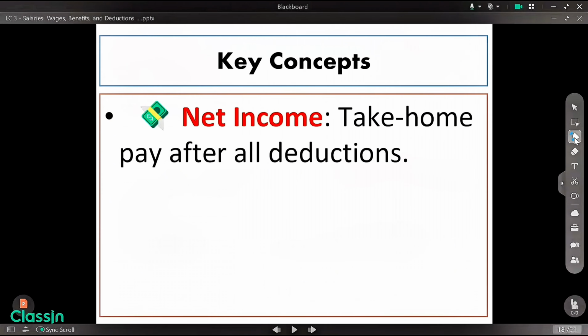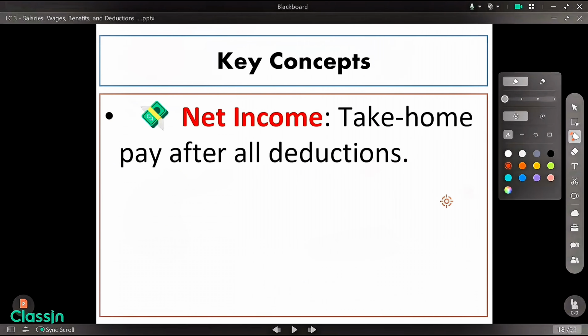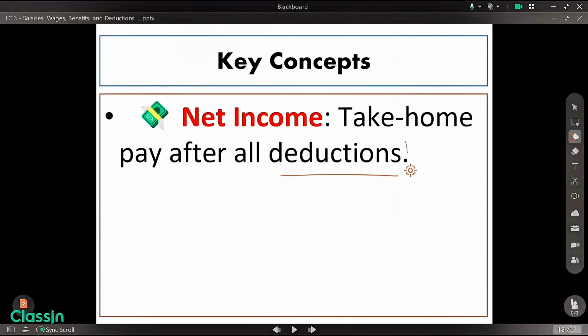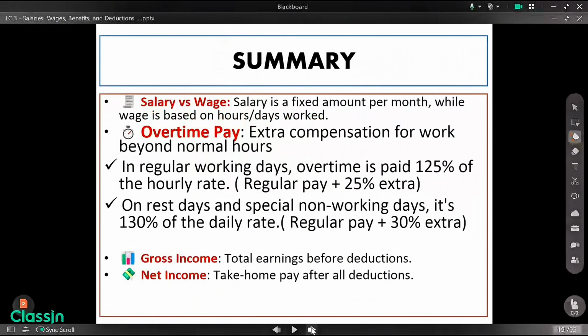Alright, what about the net income? When we say net income, after we discuss the gross income and those allowances, these are the take-home pay after all the deductions being made. So what are those deductions? We will discuss that in our next video, okay?